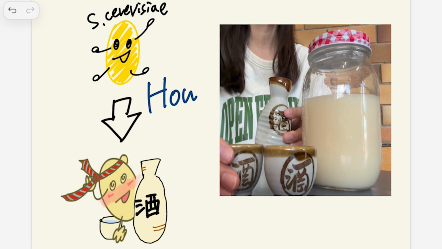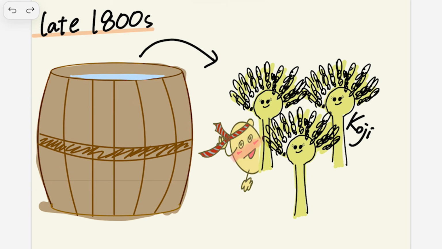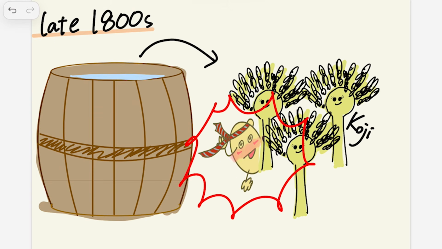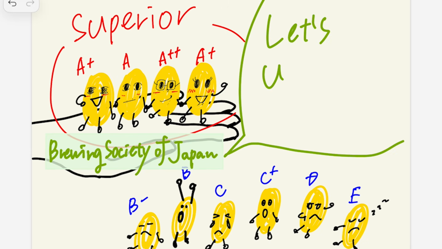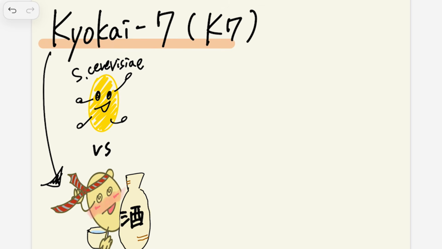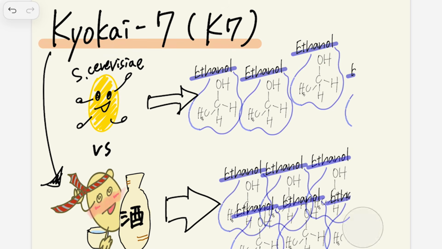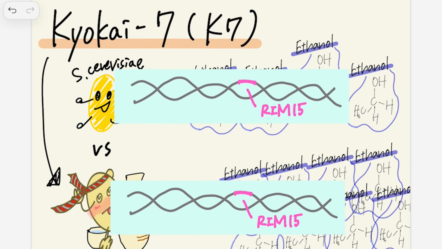Then, how does sake yeast change its genes? Sake yeast was shown to originate from koji rice in the late 1800s, and a superior strain was collected and distributed. The representative strain, Kyokai No. 7, produced more ethanol than the other S. cerevisiae strains due to a loss of function mutation in Lim15.